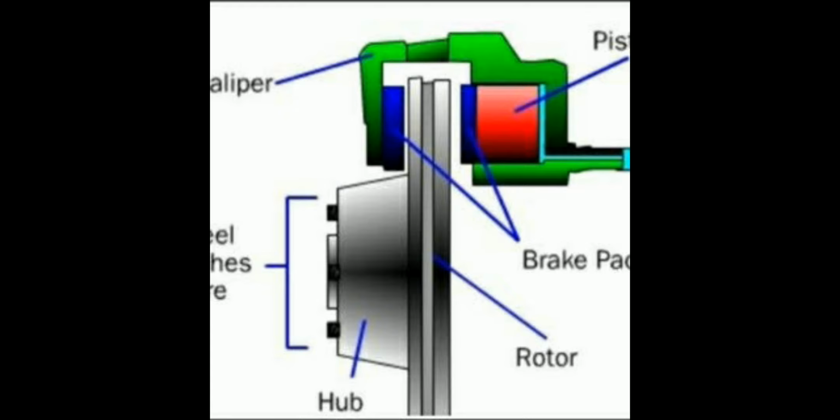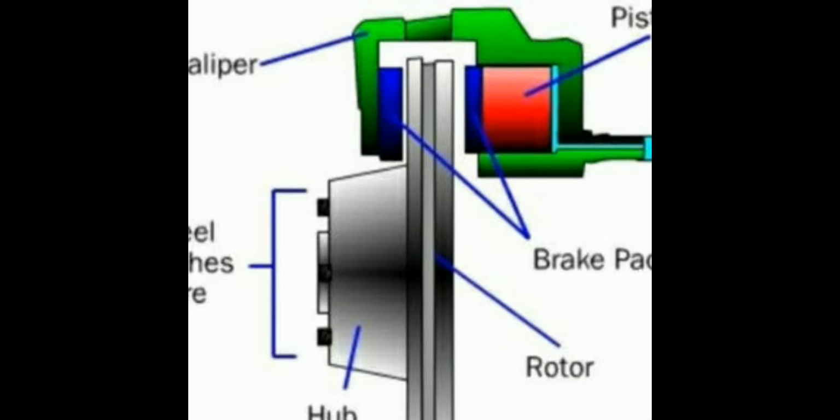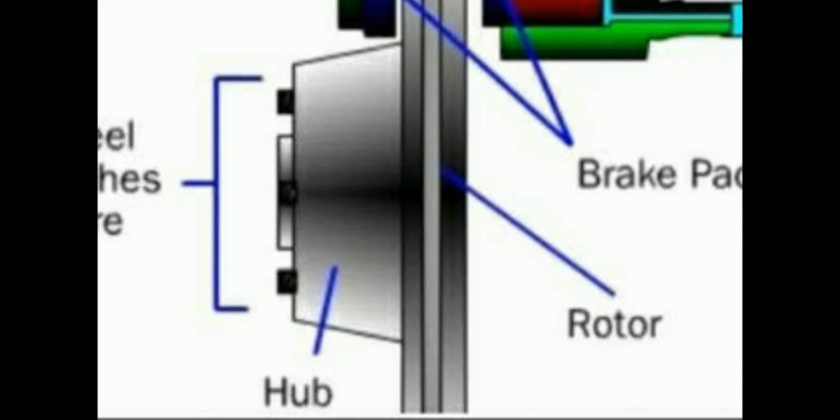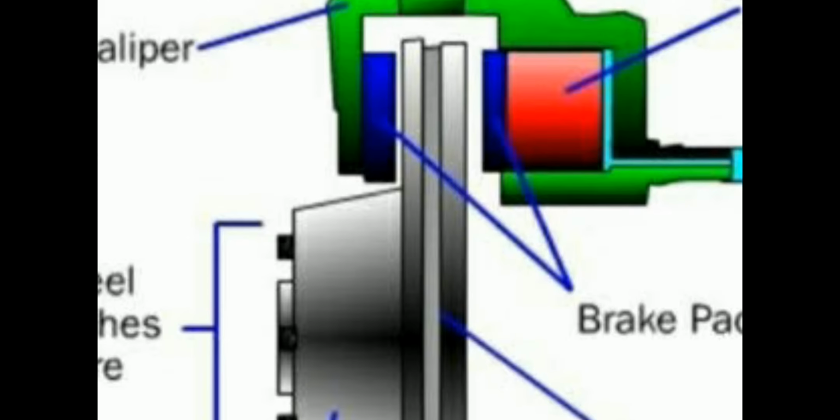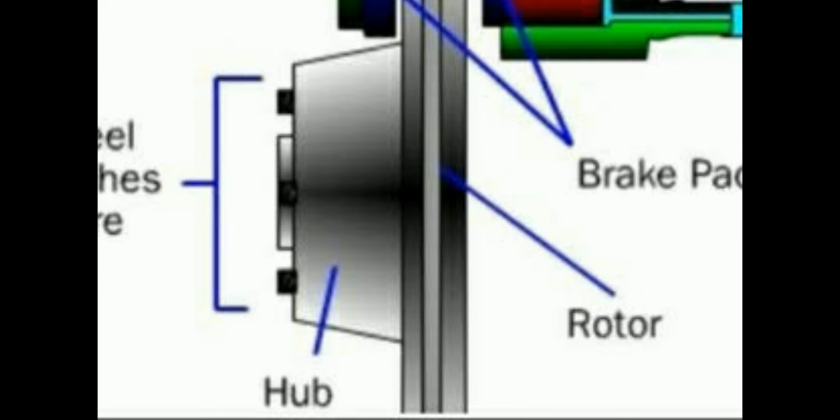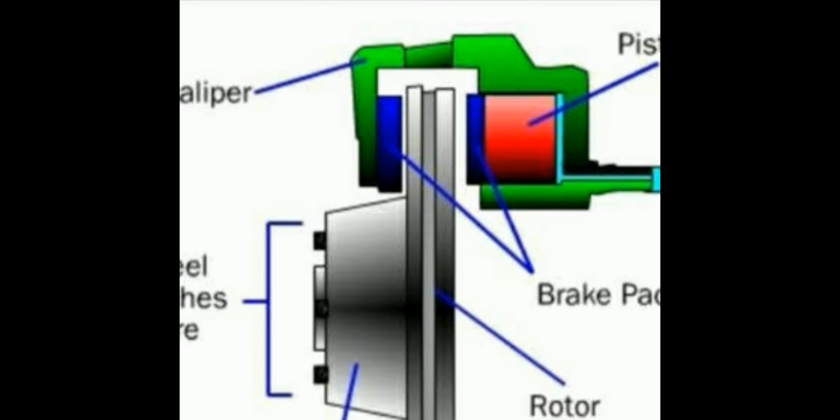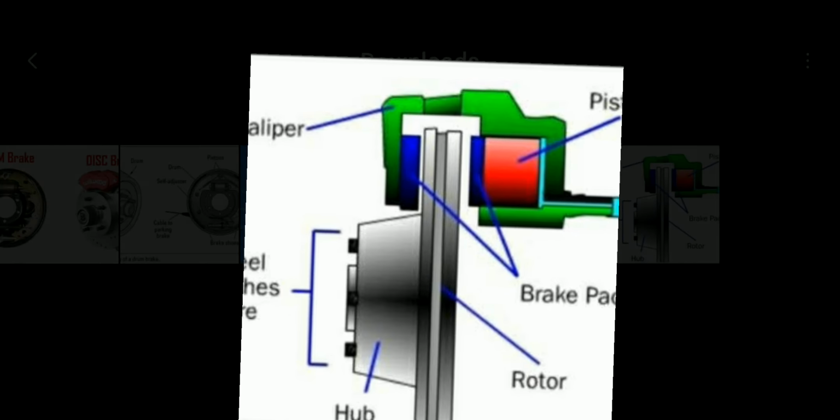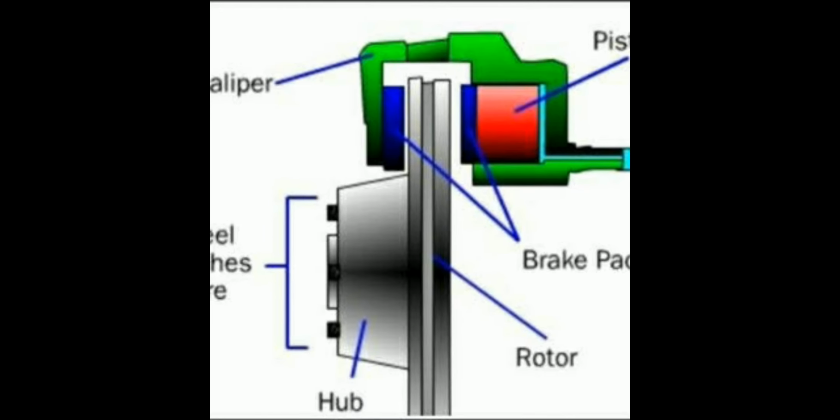You can see the rotor is marked. The rotor is called our disc plate. The disc plate has ventilated holes which are used for cooling. The wheel is fixed with the hub, so it is called the hub. There are two calipers. There are two brake pads. Brake pads are present at both sides of the disc.